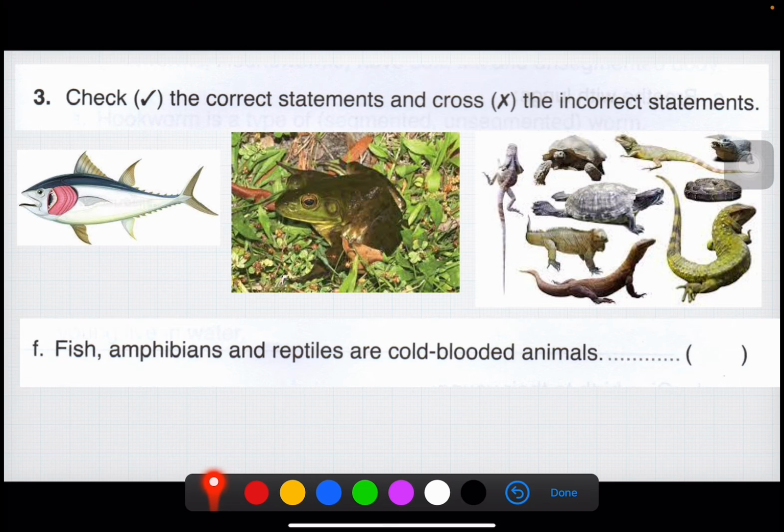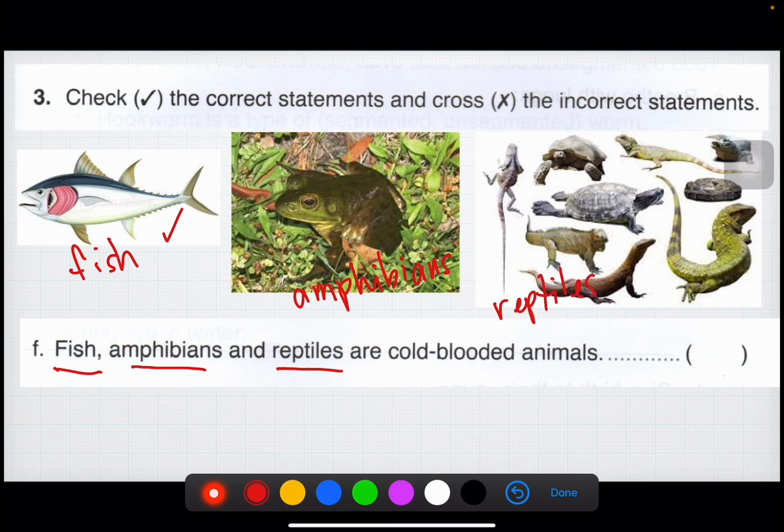Next, fish, amphibians, and reptiles. Look here. This is a fish. This is amphibians. And this is reptiles. Are they cold-blooded animals? Yes. Fish, amphibians, and reptiles are cold-blooded animals. So this statement is correct.